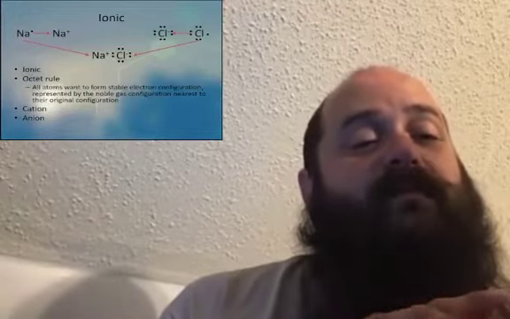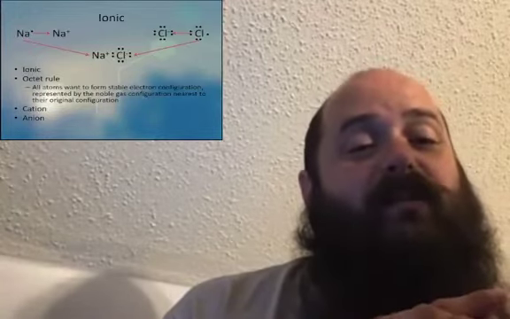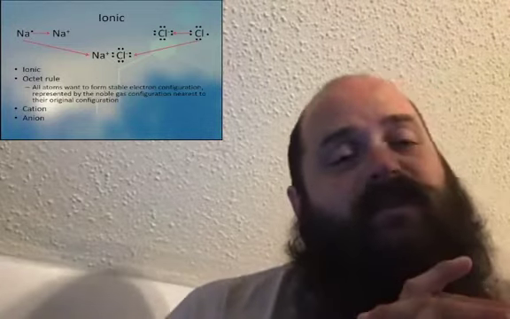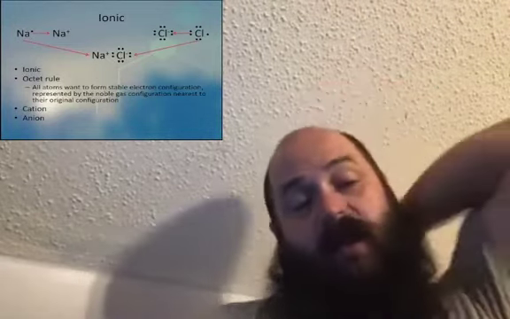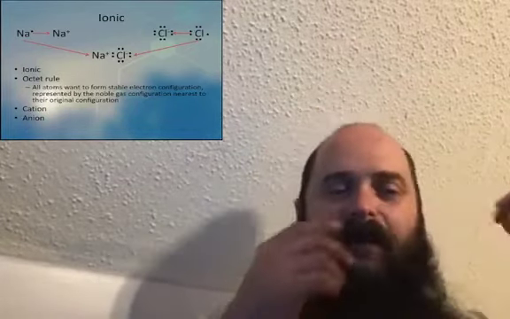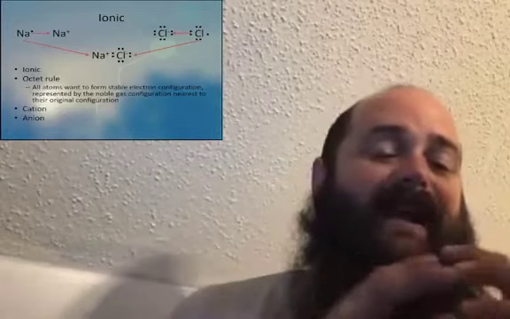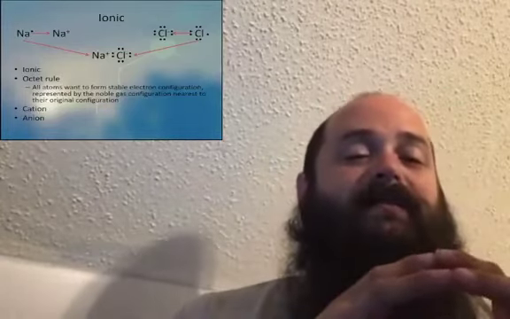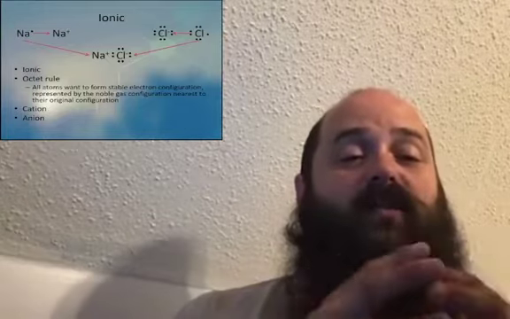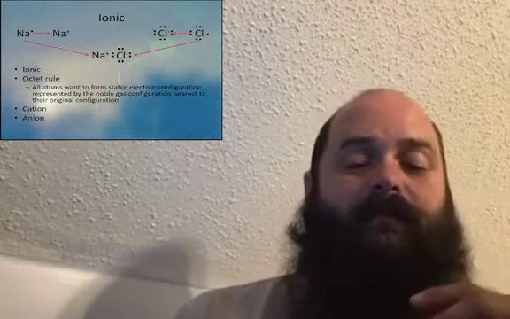All atoms want to form stable electron configurations represented by the noble gas configuration nearest to their original configuration. That's what I said, with sodium plus being nearest to neon and chlorine minus being the same as argon. An atom will want to form an electron configuration that is the same as its nearest noble gas. So it will lose or gain electrons in order to form that configuration.